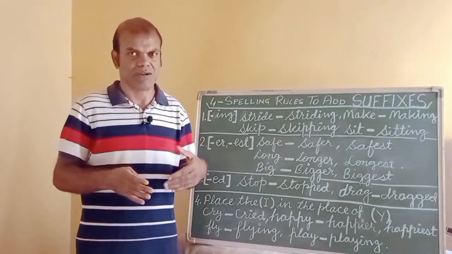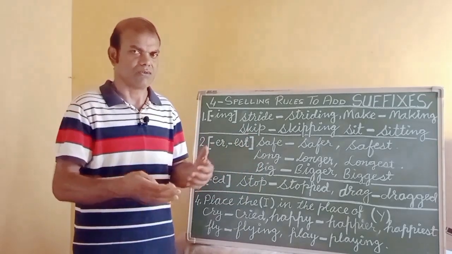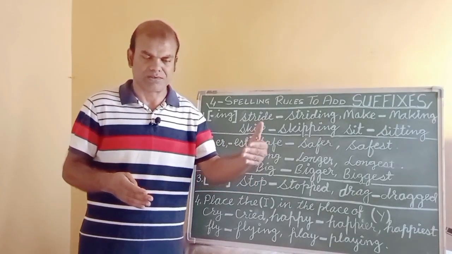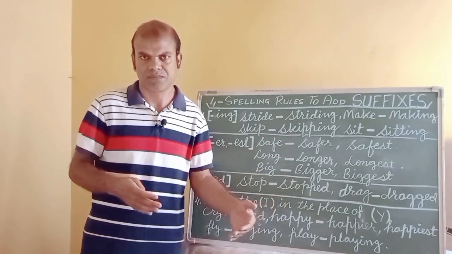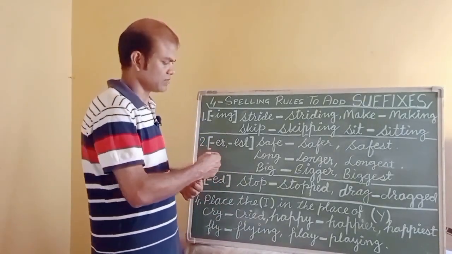Now, for some words, when we change them into the present participle, we have to double the last letter. How do we know this? If the word has a short vowel sound followed by a consonant at the end, in that case we double the last letter. You will know in the example.